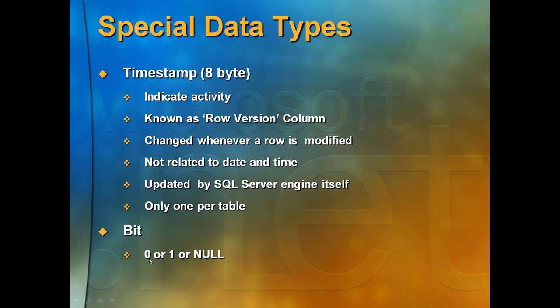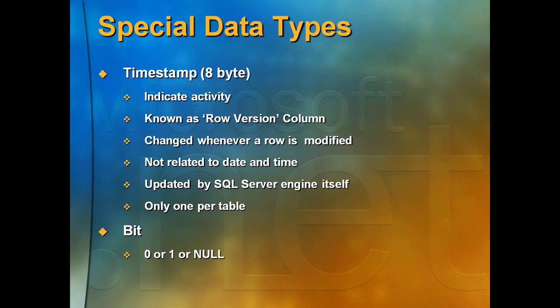Bit can be either 0 or 1 or null. So bit means I want to know whether you're married or single. Bachelor, yes or no. Are you a smoker? True or false? Are you vegetarian? True or false? I want to know this kind of data, gender. Are you male? True or false. If you want to store true or false, that is what is called bit data.